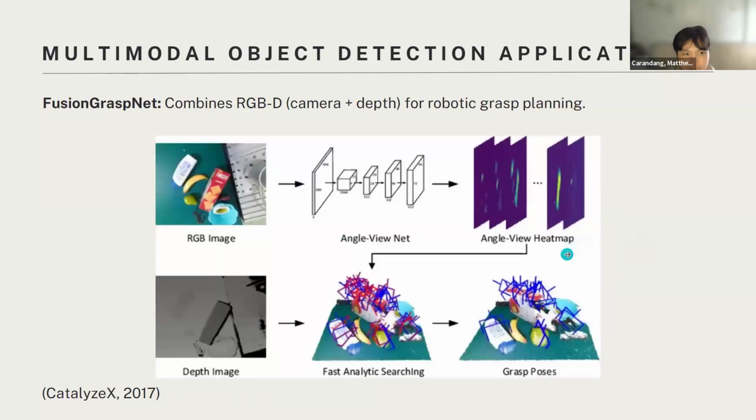And then lastly, we have Fusion GraphNet, which combines RGB camera images and depth for robotic grasp planning. So basically, the most efficient way for the robot to grasp certain objects.